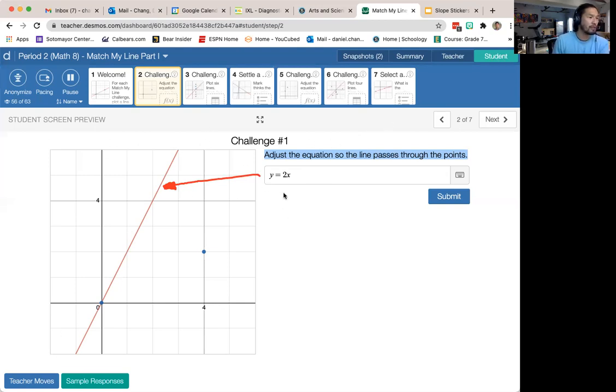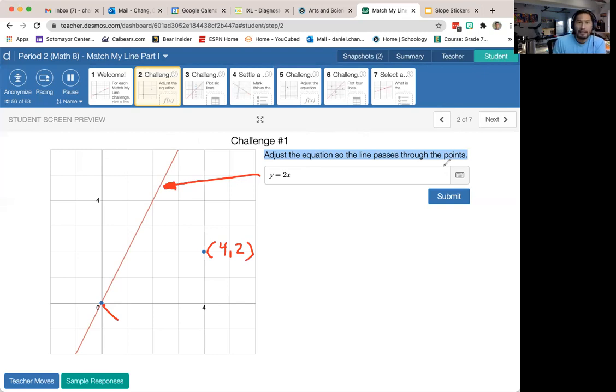You need to adjust this equation so that it can pass through the points. That's the point here at the origin, and then this other point here, which is actually at (4, 2): 4 on the x-axis, 2 on the y.